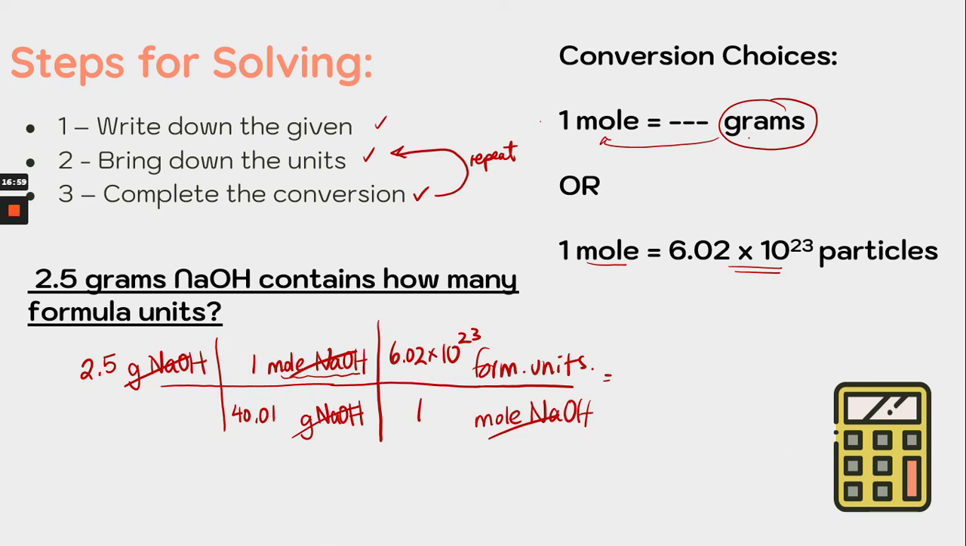So for solving, just like before, we are going to multiply everything on the top together. So 2.5 times 1 times 6.02 to the 23rd divided by 40, right? And I get 3.8 with sig figs times 10 to the 22nd formula units of NaOH with sig figs. Again, check your exponent, guys. So this step right here is our new step.